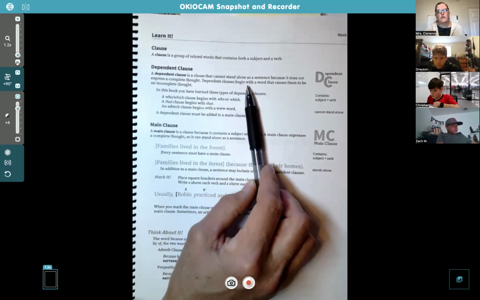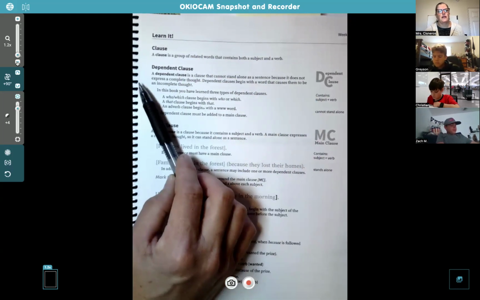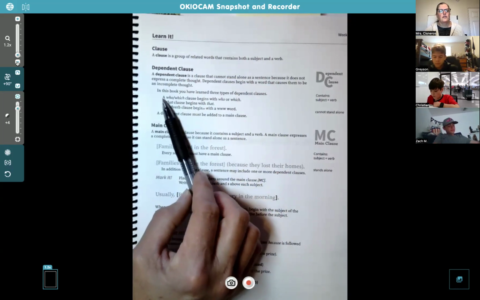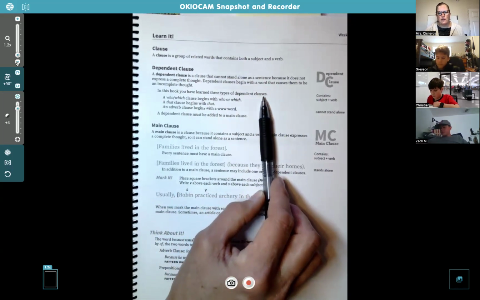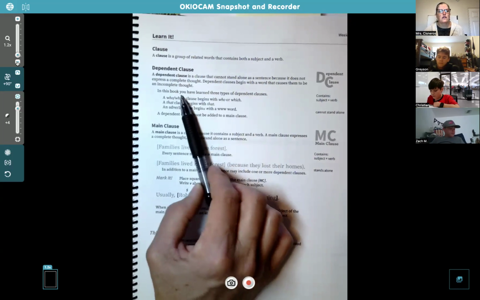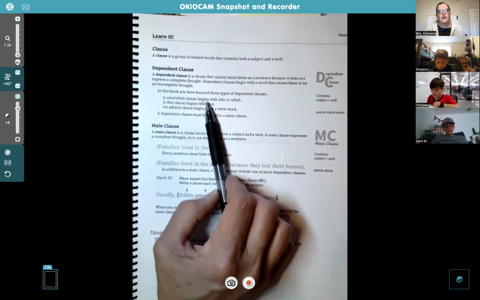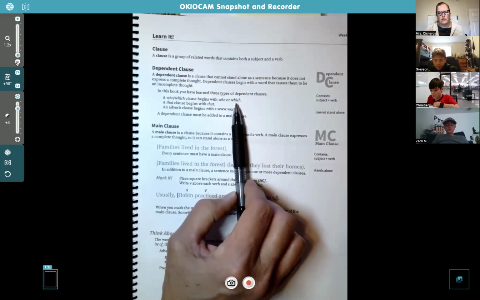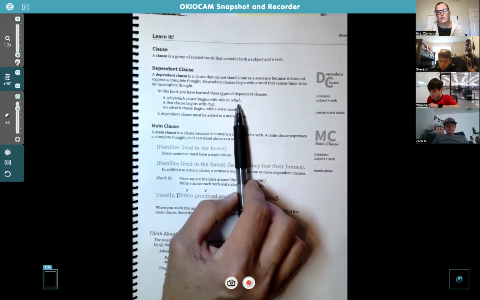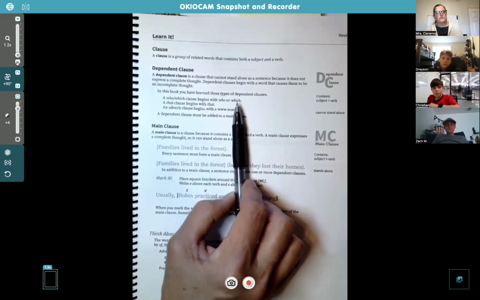Dependent clauses begin with a word that causes them to be an incomplete thought. In this book, you've learned 3 types of dependent clauses. You already know these. A who, which clause, you guys use those in your writing already. It begins with the word who or which. So by itself, when you begin a sentence with the word who or which, it is not complete. So you can add a who clause or a which clause to a sentence like you guys have been doing, but it cannot stand alone.